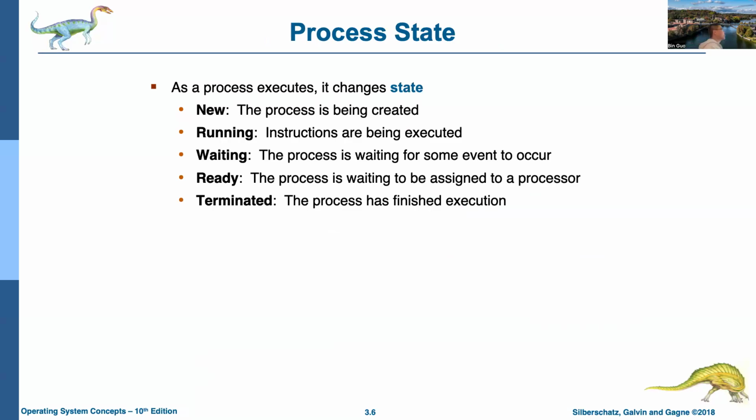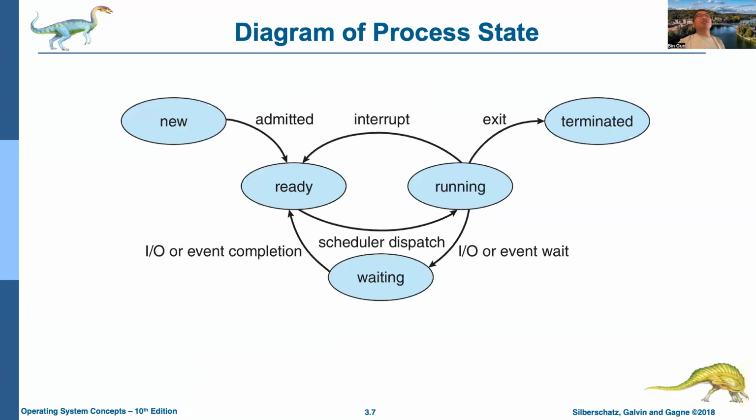As the process executes, it changes state. With this, we're going into the details of a process. We have 5 states: new, running, waiting, ready, and terminating. I think it's better to explain with this diagram. When you start a process, what happens? Okay, new. We create a new process. This process will go into ready.